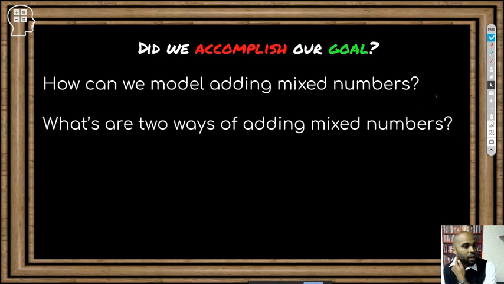But that is it. How can we model adding mixed numbers? So we looked at the circles and how you can combine all the whole circles and then add up its pieces to give us the whole thing. And what are two ways? So we looked at leaving it as a mixed number and doing it vertically, right? So we just set it up vertically like this, or we switch them into improper fractions.